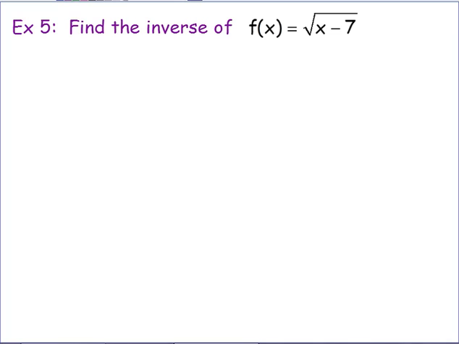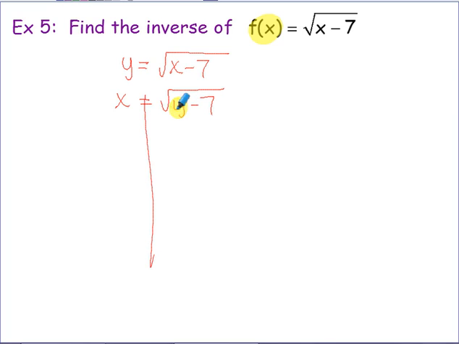So let's look at this last example. Again, there's that notation. So we're going to make it y equals the square root of x minus 7. But we still need to switch x and y. So x equals the square root of y minus 7. Put up my line. I want this guy by itself. Well, I can't move the 7 yet. That's what we would normally want to do, but I can't. Why? Because it's under the square root.